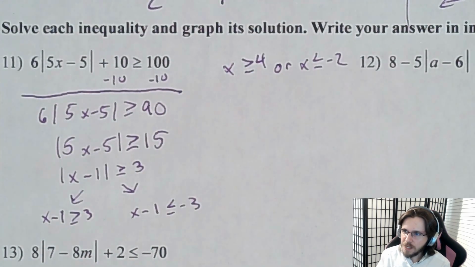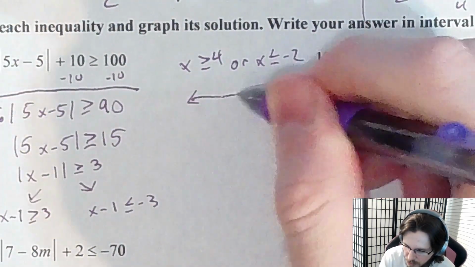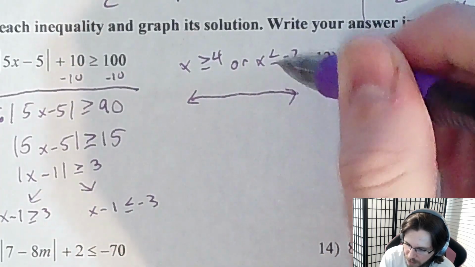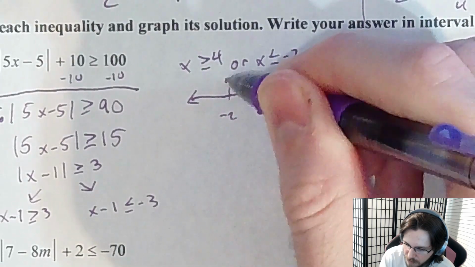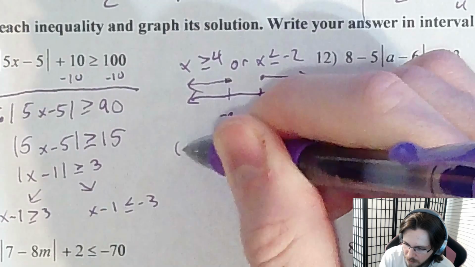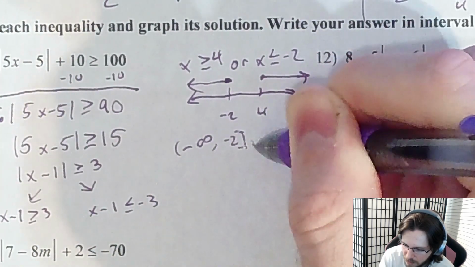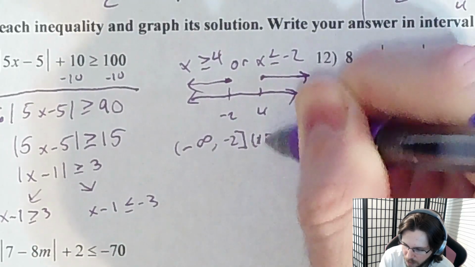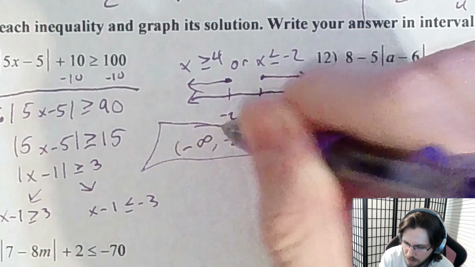And it says to write your answer in interval notation. The easiest way to do interval notation is to draw the graph first. Because the graph is not part of the answer, you can be a little bit more lazy with it than normal. So there's our negative 2, there's our 4, filled in circle going that way, filled in circle going that way. Negative infinity, comma, negative 2, bracket, union, bracket, 4, comma, infinity. Done.